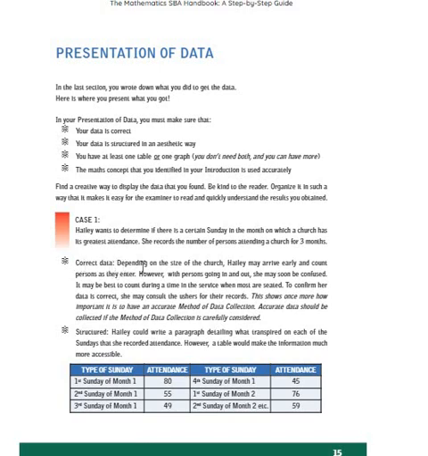For correct data, depending on the size of the church, Hallie may arrive early and count persons as they enter. However, with persons going in and out, she may soon be confused. It may be best to count during a time in the service when most are seated. To confirm her data is correct, she may consult the ushers for their records. This shows once more how important it is to have an accurate method of data collection. Accurate data should be collected if the method of data collection is carefully considered.